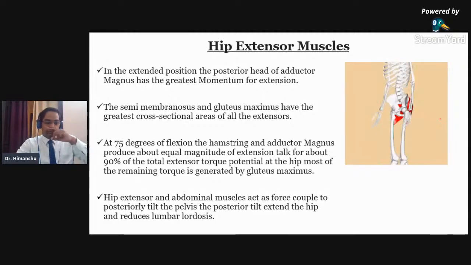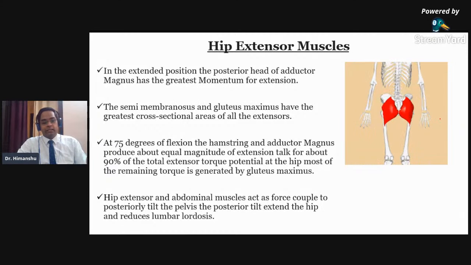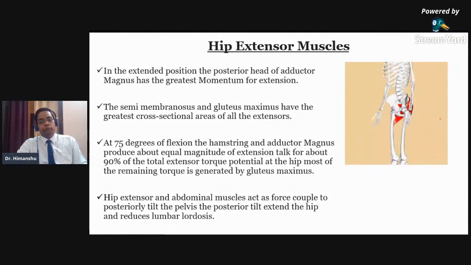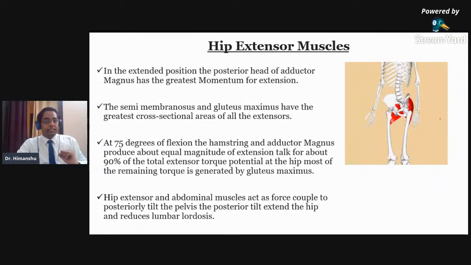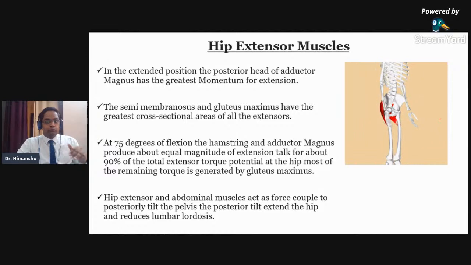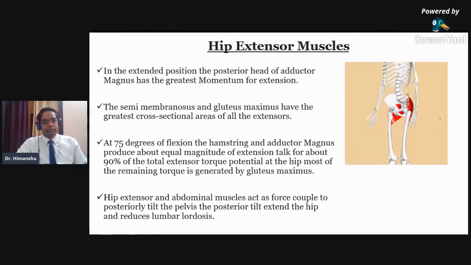Okay. Now, I told you that hip extensors and abdominal muscles work as a force couple. It allows the pelvis to go into posterior tilt. So whenever it goes into posterior tilt, it reduces the lumbar lordosis also. Okay, so it's basic biomechanics.